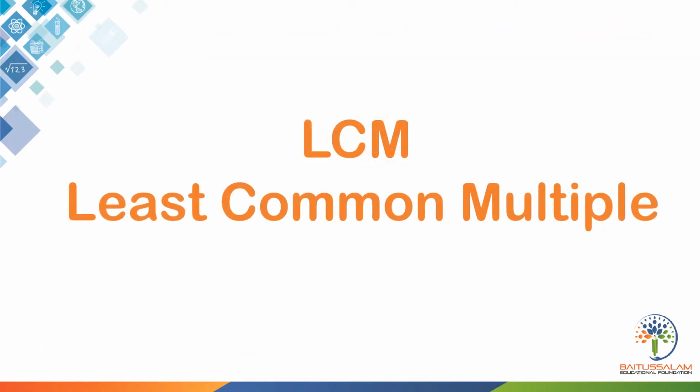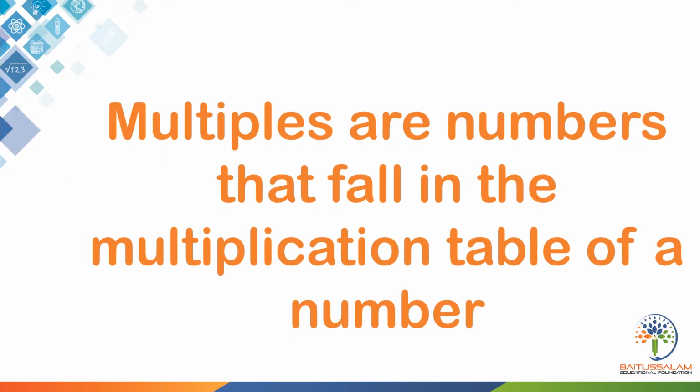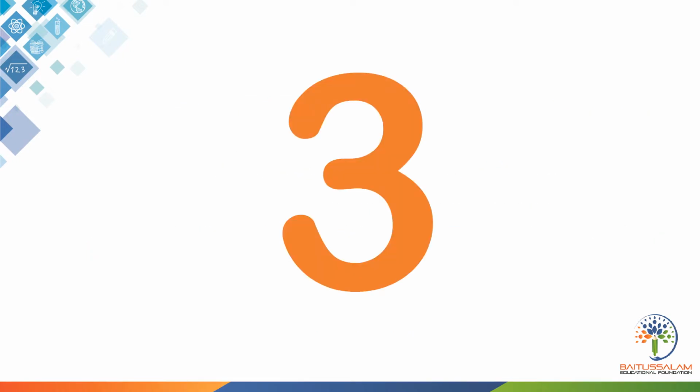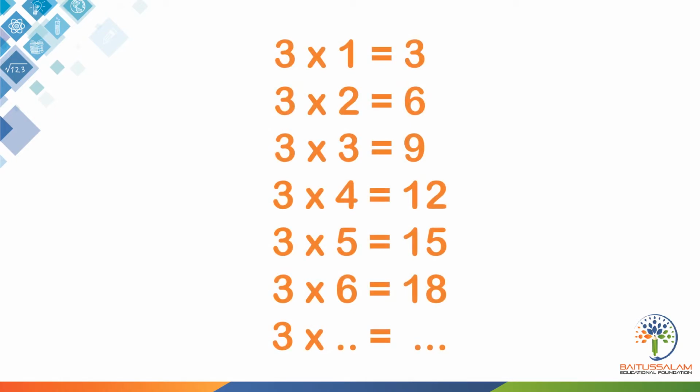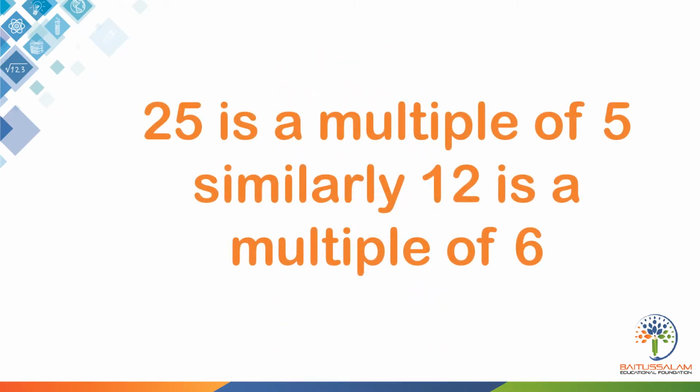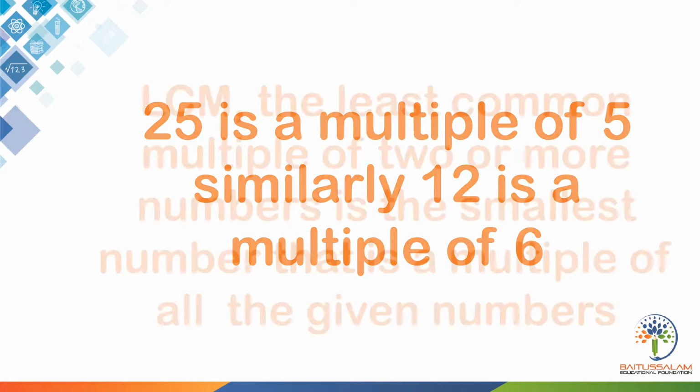LCM, least common multiple. Multiples are numbers that fall in the multiplication table of a number. Take the number 3 for example. Its multiplication table is shown here. Here all these numbers 3, 6, 9 onwards are the multiples of the number 3. 25 is a multiple of 5. Similarly 12 is a multiple of 6.